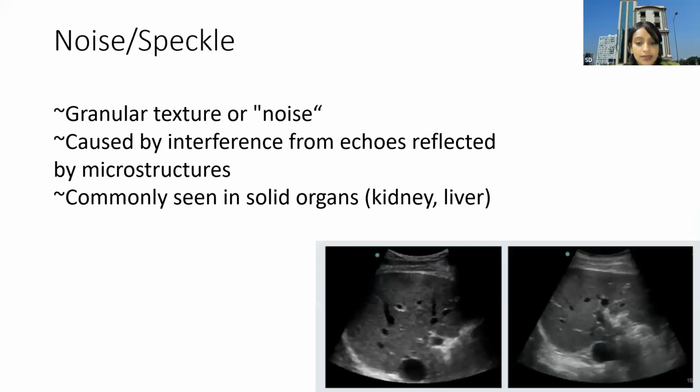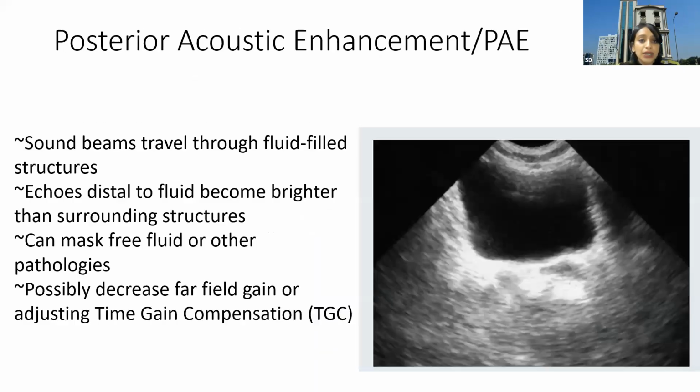Then noise or speckle is another artifact, where there is a granular texture or an unclear image, and it is mostly seen in solid organs like the kidneys and liver.